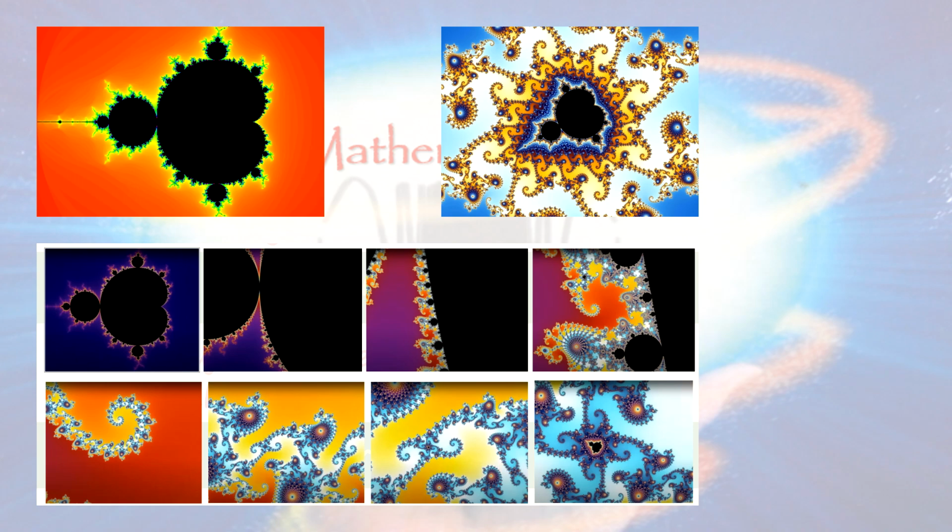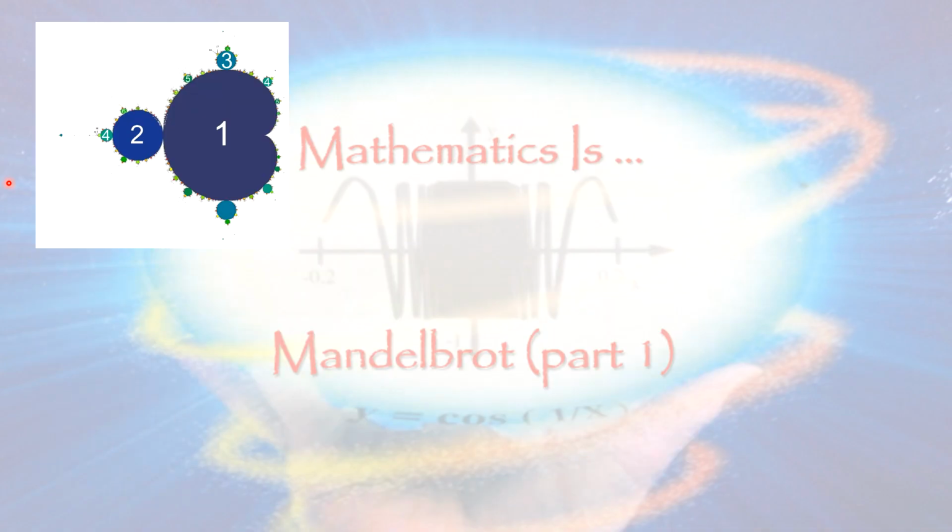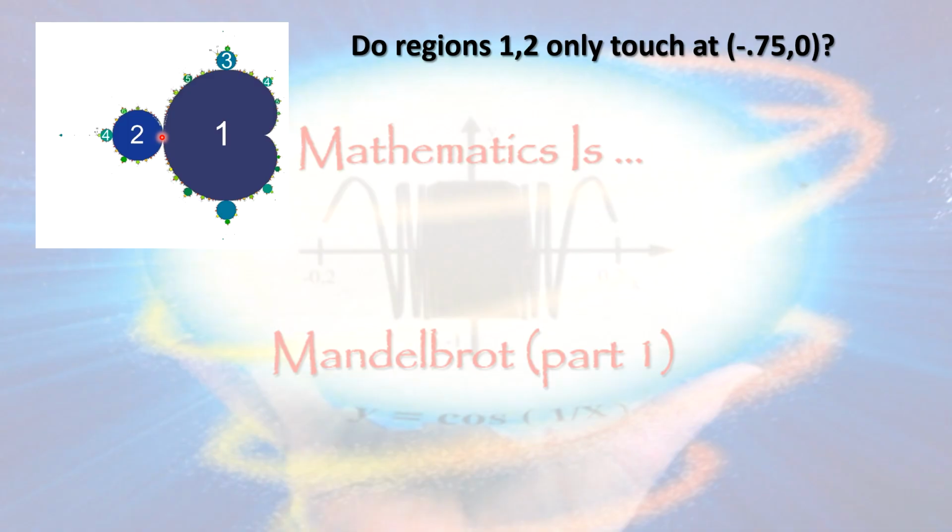We'll see some amazing properties of the Mandelbrot set in part 2 of this episode. For now, we'll look at a very strange occurrence. In this image, it appears that the portions of the Mandelbrot set, this time in blue, in the regions 1 and 2 are tangent and touch each other at a single point. This is in fact true, and the point is the complex number -0.75 plus 0i.